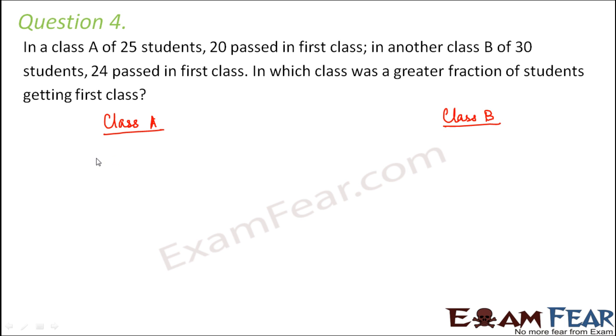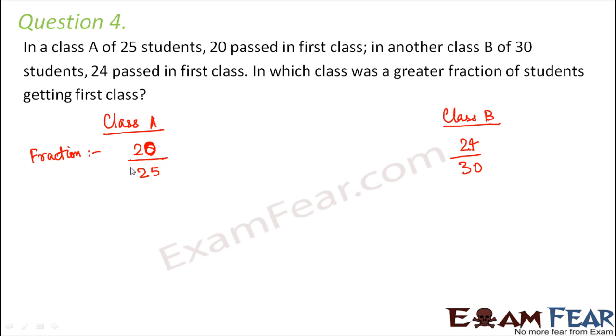So in class A, how many students got first class? 20 students got first class out of 25 students. So 20 by 25 is the fraction of students who got first class. Similarly, in class B, 24 students out of 30 students got first class. So the fraction is 24 by 30. So we have to compare which of these fractions is bigger.